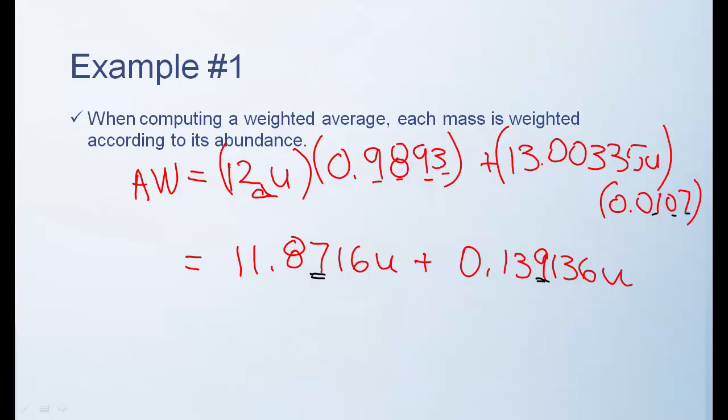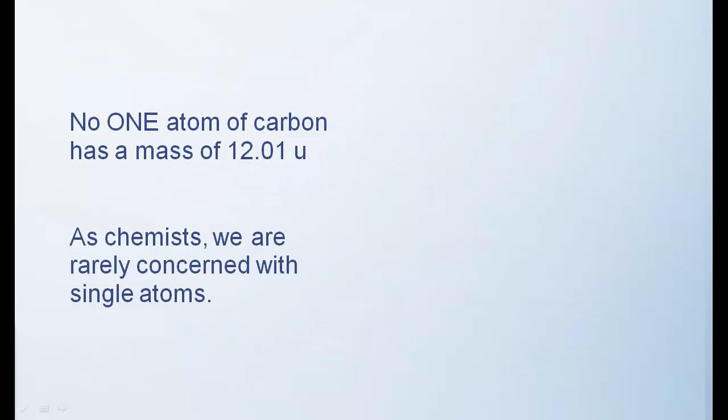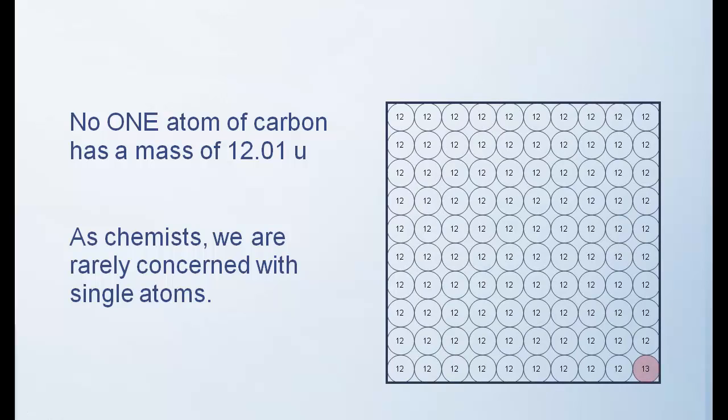So when we add these together, we get 12.01074 atomic units. So we can say that the atomic weight of carbon is 12.01 atomic units. So just remember, when we talked about our previous example, not one of these carbon atoms in the grab bag had a mass of 12.01 units.